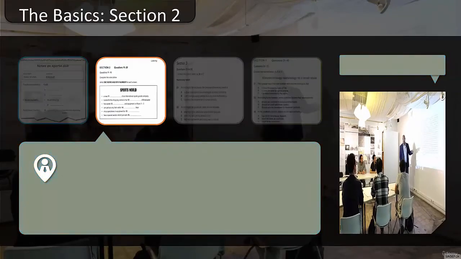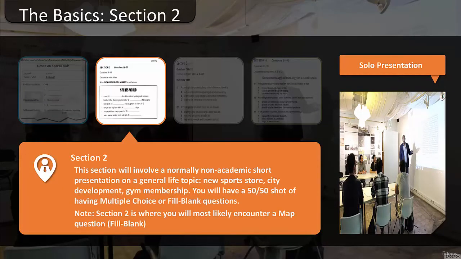Okay, so now let's go ahead and move forward with section number 2 of the listening. Now, this is going to be normally a non-academic short presentation on some type of general life topic. They're going to be talking about some new center that opened, some new community project that's going on. That's what they're going to talk about, something they're developing new in the community, but it's going to be one person speaking. Now, you have like a 50-50 shot of having multiple choice or fill-the-blank questions.